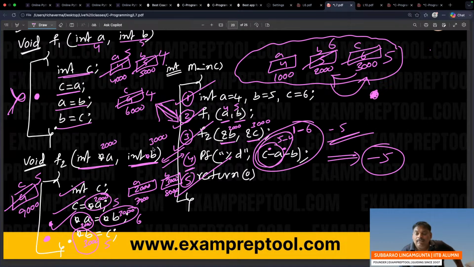5 minus A, so C is 5 now. 5 minus 4 is 1. Next one: 1 minus B. What is B? 6. 1 minus 6 is minus 5. The answer is minus 5. Will you agree?